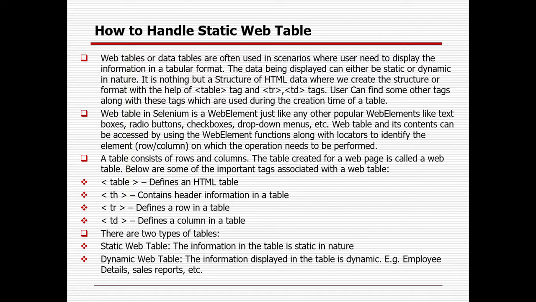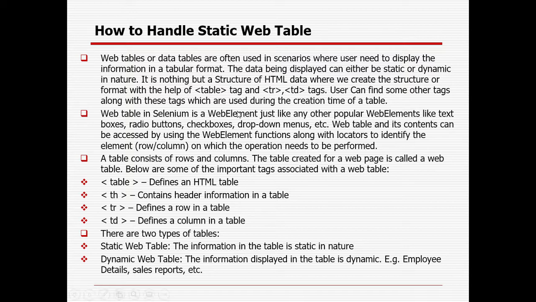So web table in Selenium is a web element just like any other popular web elements like text boxes, radio buttons, checkboxes, drop down menus, etc. Web table and its contents can be accessed by using web element functions along with a locator to identify the element, row or column on which the operation needs to be performed. A table consists of rows and columns. The table created for a web page is called web table, right?